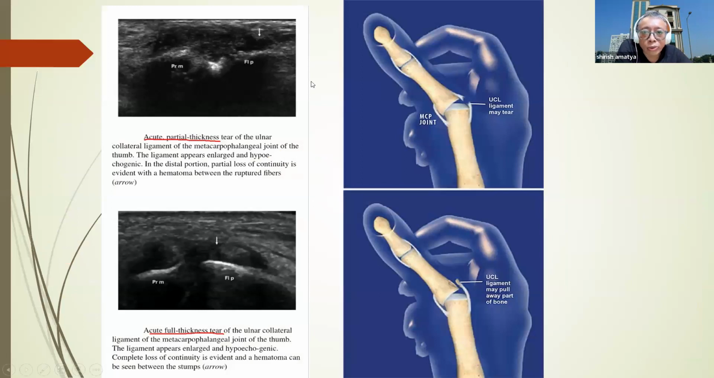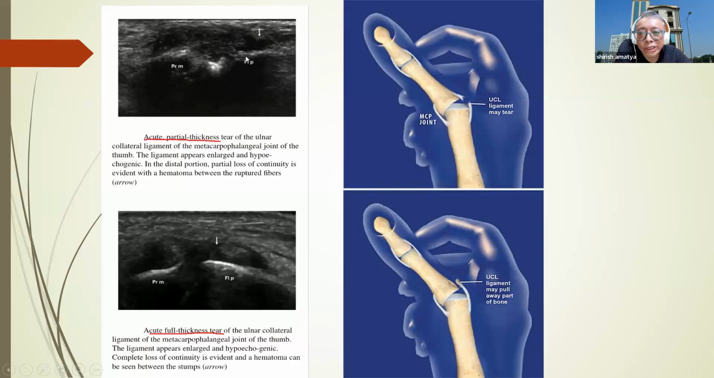So this is the ultrasound picture of this ulnar collateral ligament skier's thumb. You can see in the upper picture, this is the distal part of the metacarpal head, and this is the phalanx. So there you can see an anechoic arch connecting the metacarpal head and the phalanx, and you can see there is a thickening of this ulnar collateral ligament, as well as the loss of continuity of the ulnar collateral ligament at its attachment to the proximal phalanx.